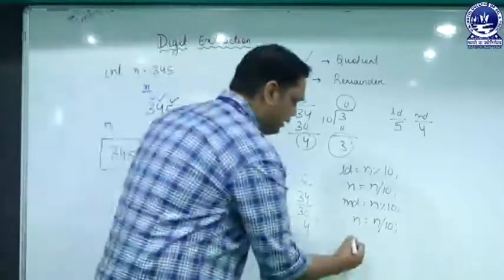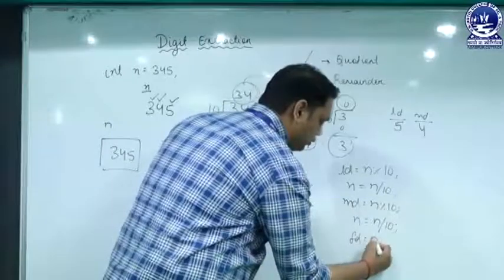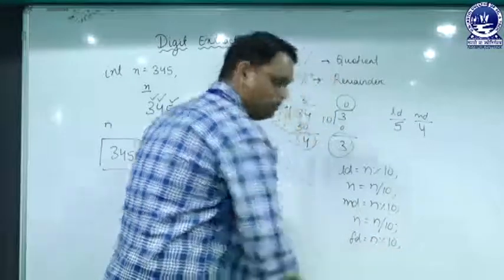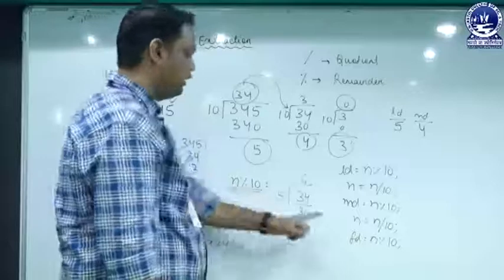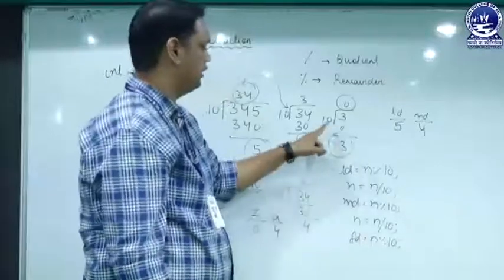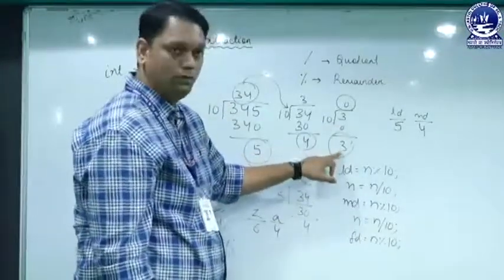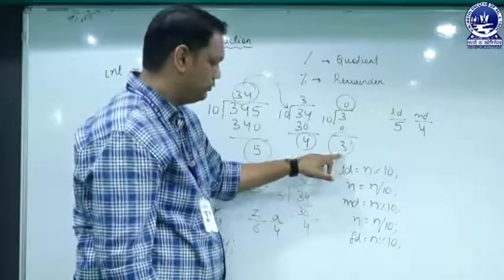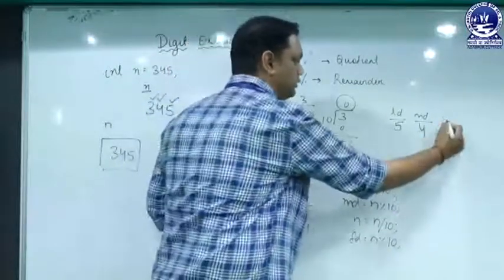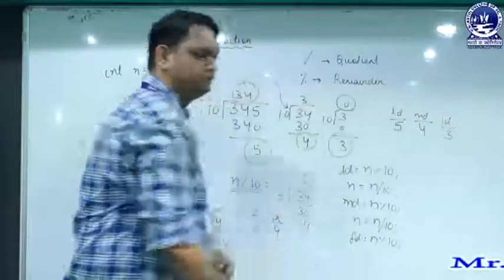Now again I will write, let's say, first digit equal to n modulo 10. So n is having 3, so I will divide 3 by 10. 3 is divided by 10 and we get the remainder, that is 3. So FD will have the value 3.